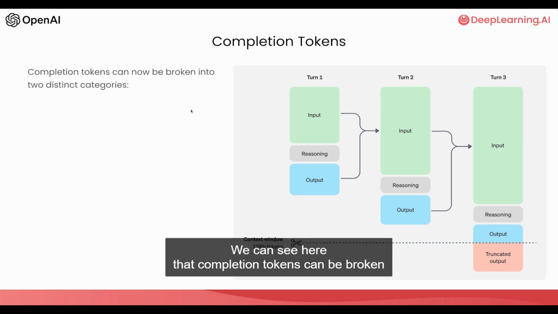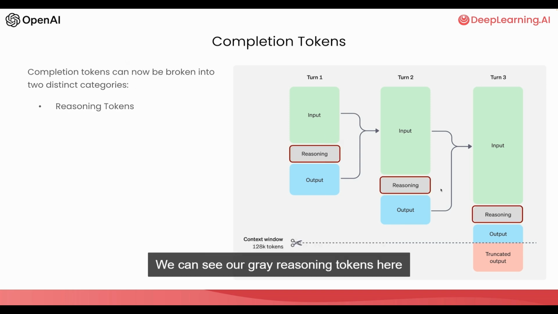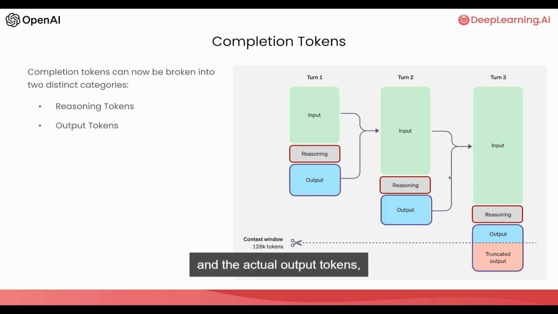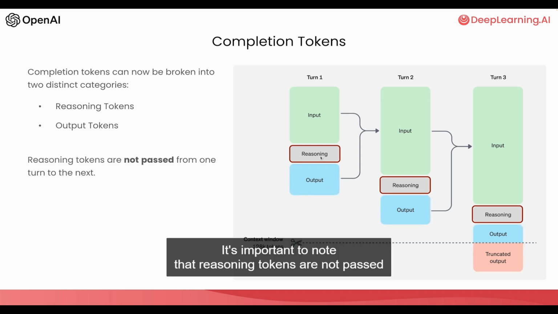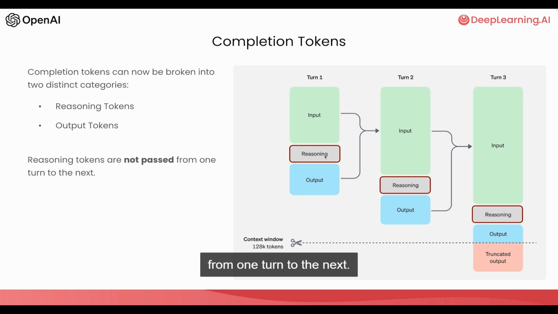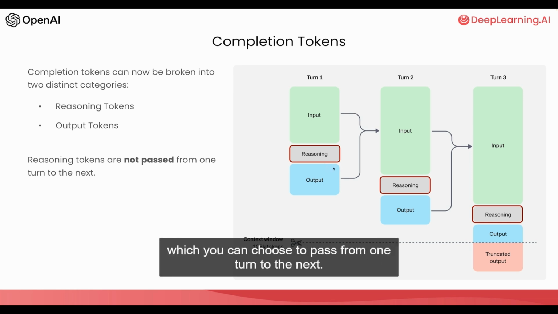We can see here that completion tokens can be broken into two distinct categories. We can see our gray reasoning tokens here, and the actual output tokens, which are the tokens which you are provided for your generation. It's important to note that reasoning tokens are not passed from one turn to the next. If you want to do something like this, you'll need to prompt the model to output some kind of reasoning which you can choose to pass from one turn to the next.